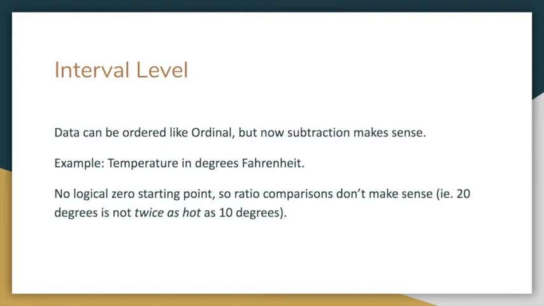So we can subtract, but we can't do twice as much or half as much, or those kinds of things. And the reason for that is there's no zero. There's no lowest it can get, no zero floor. We know that temperatures in Fahrenheit can go into the negative values. Because we don't have a solid zero floor, we can't make those ratio comparisons like twice as much or half as much.